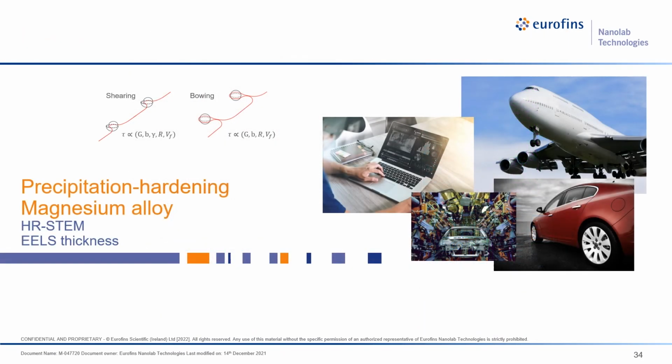Now, the next case study is on the precipitation hardening magnesium alloy. Magnesium is the lightest engineering metal, so it has wide applications in industries where weight reduction is critical, such as aerospace, automotive, and consumer electronics. We're going to talk about precipitation hardening magnesium alloys in this talk. This kind of magnesium alloy is strengthened by nano-sized precipitate particles. In these materials, the dislocations need to either shear through or bow around these particles. Either way, they improve the mechanical properties of the material.